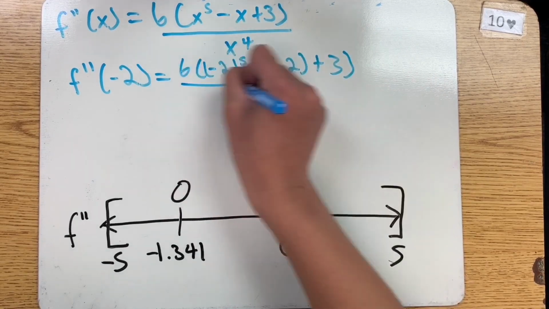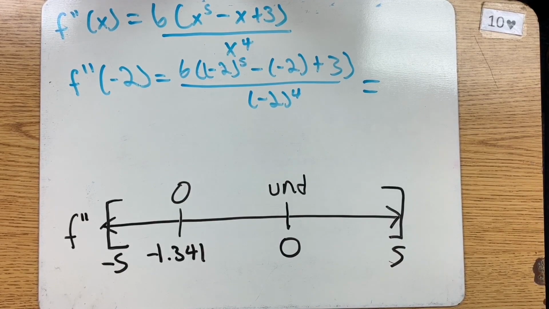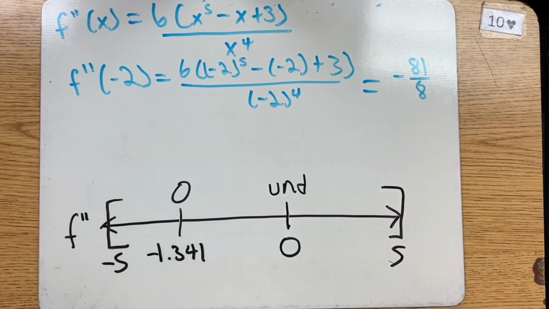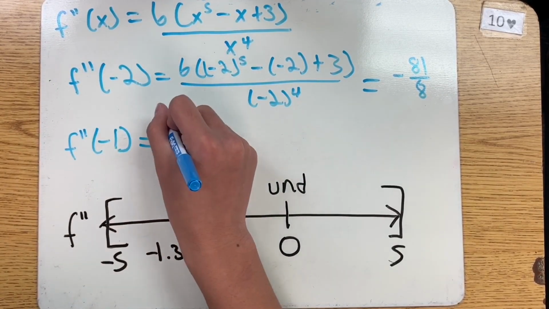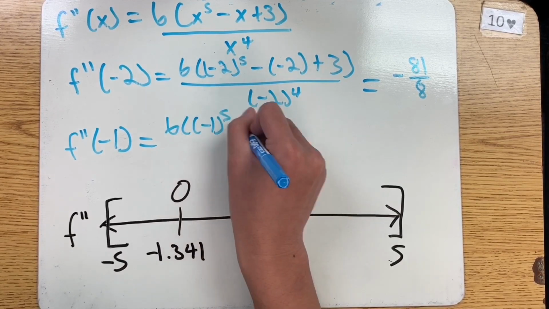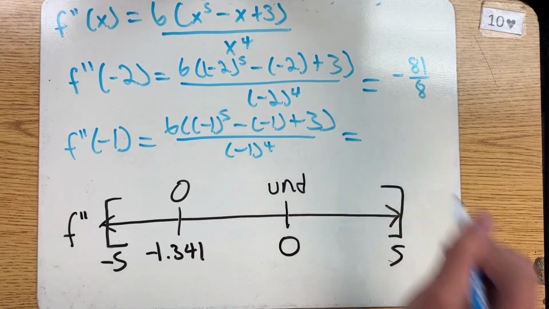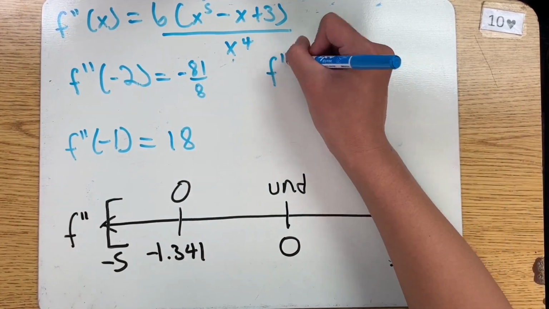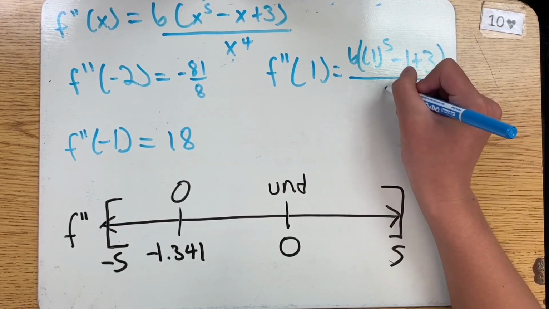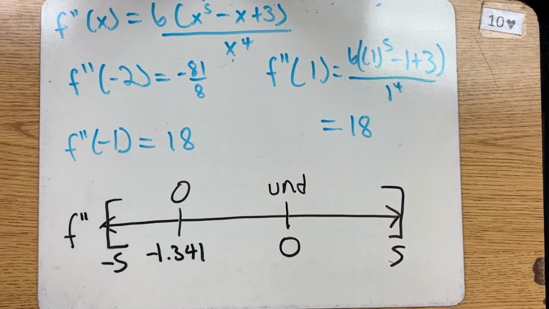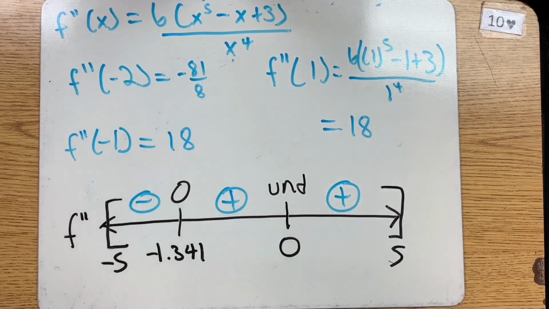The test points we're going to use are x equals -2, x equals -1 and x equals 1. Solving for f double prime of -2 gives us -81/8. Solving for f double prime of -1 gives us +18. And solving f double prime of 1 also gives us +18. We can use these test points to show where the second derivative is positive or negative.